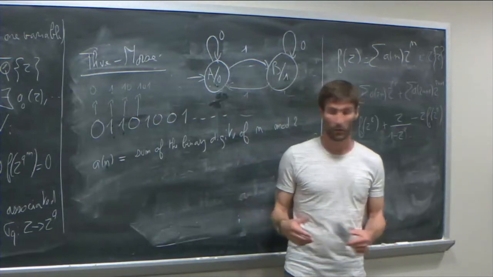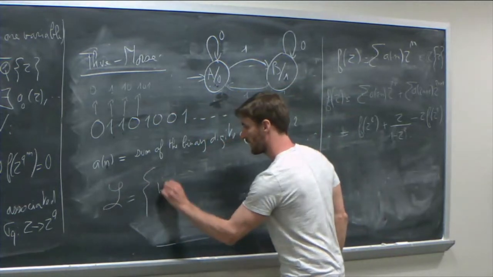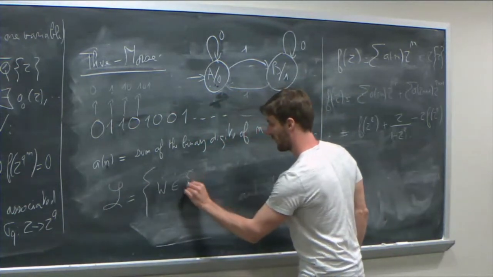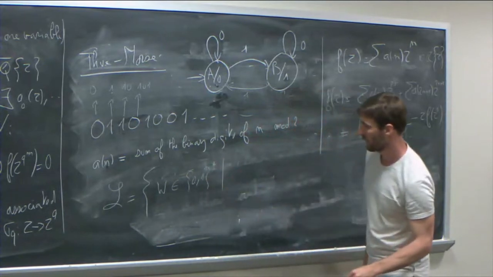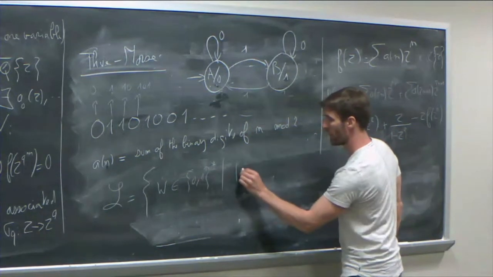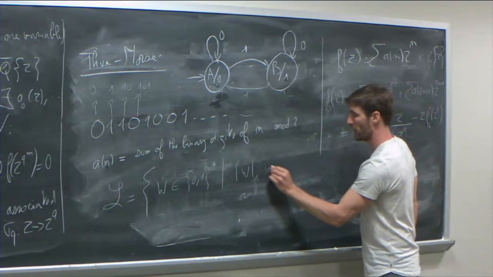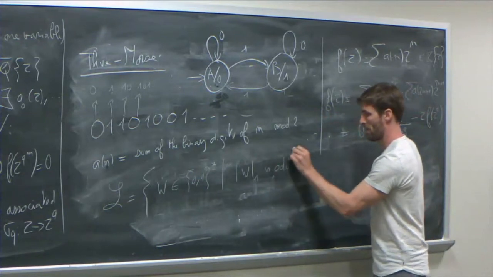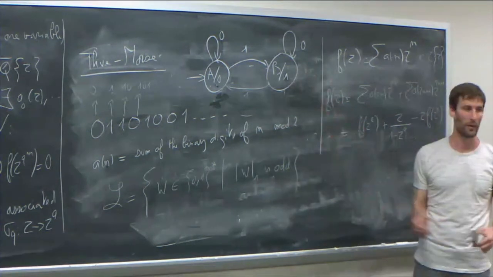What is the language produced by the machine? The language accepted is the set of strings such that the number of 1s in the string is 0. And this is a regular language that is recognized by this machine.